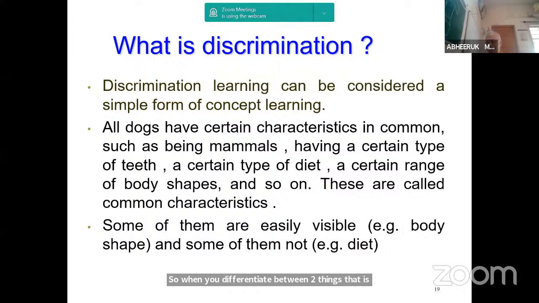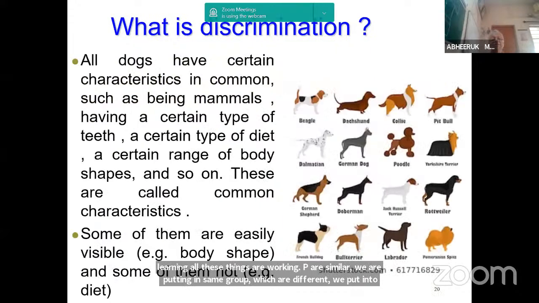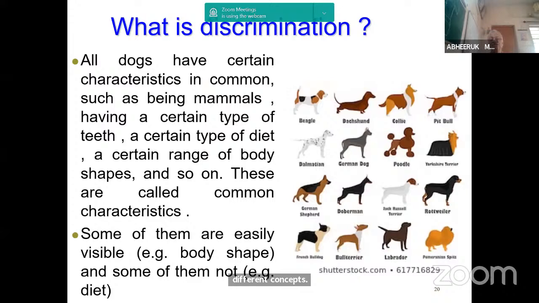So in our concept learning, all these things are working. Which are similar, we put in the same group. Which are different, we put into different concepts. That's why I have explained this. Here is an example. All dogs have some common characteristics, such as they are mammals, having a certain type of teeth, a certain type of diet, a certain range of body shapes. So that's why all these are categorized under the group dog, the concept dog.